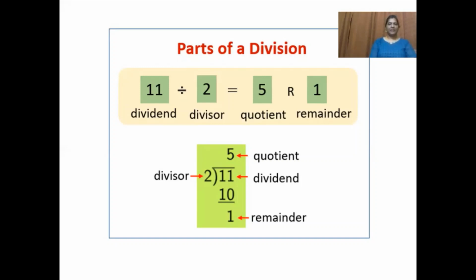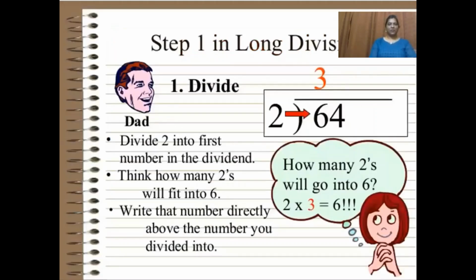Children, let us see few steps in long division. Now this is a problem where we are dividing 64 divided by 2. So first step is divide 2 into first number in the dividend. So we already know the dividend is 64. Now think how many 2's will fit into 6.